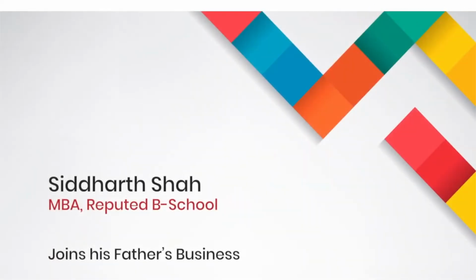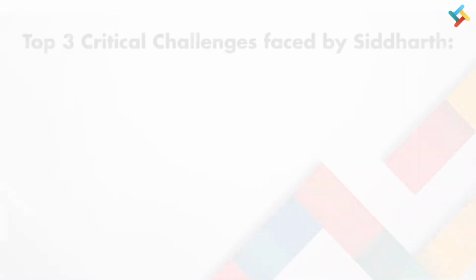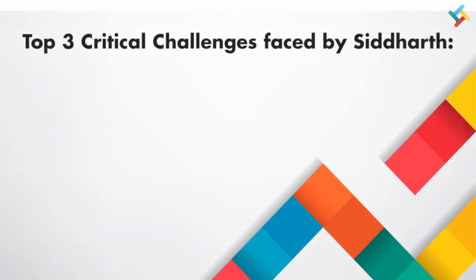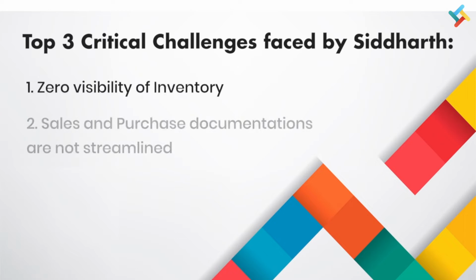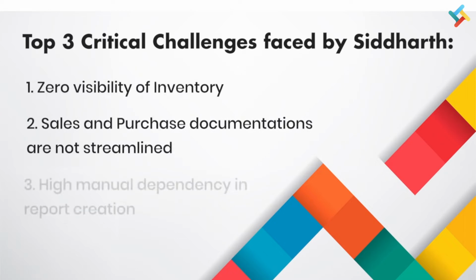Today, we'll talk about Siddharth, who recently completed his MBA from a reputed business school and joined his father's business. 1 year down the line, these are his three critical problems. Number one, zero visibility of inventory. Number two, sales and purchase documentations are not streamlined. Number three, high manual dependency in report creation.